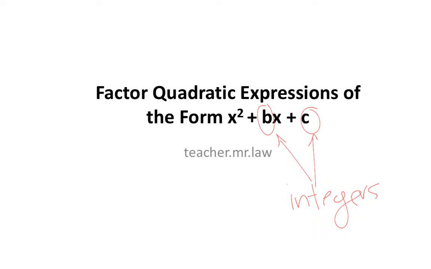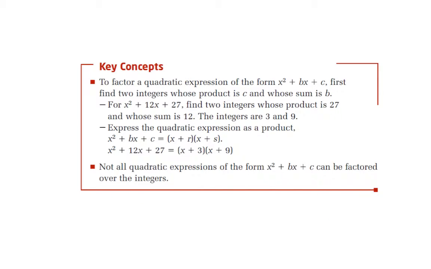Well, the a is secretly hidden in front of the x squared. And in this situation, a is equal to 1. However, we do not write the 1 in. Therefore, all of the techniques that we're learning today correspond to quadratic expressions where the coefficient of the x squared term is 1. Here are the key concepts for today's lesson. You should go over these on your own.